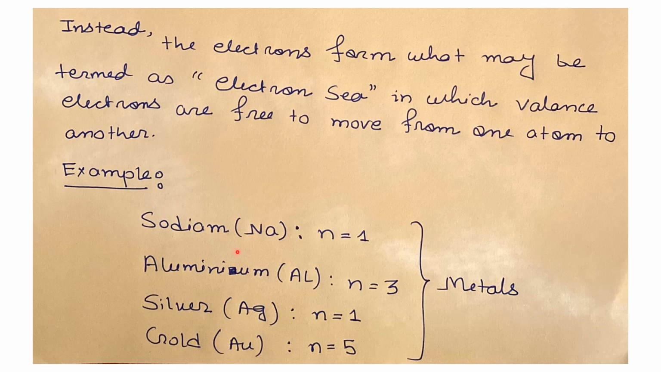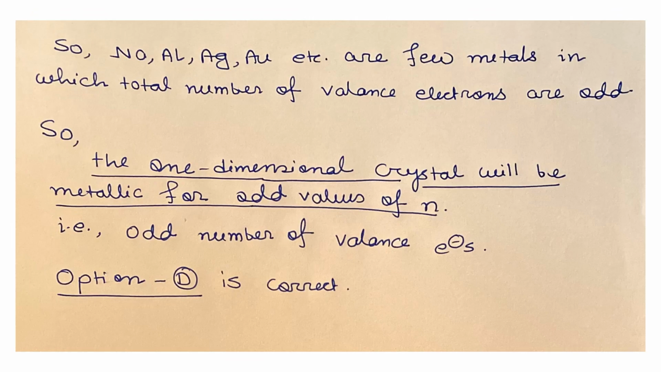Sodium, which has valence electrons n equals to 1, aluminium, which has valence electrons n equals to 3, silver, which has valence electrons n equals to 1, gold has valence electrons n equals to 5. So, all these elements are basically metals having odd number of electrons in their valence shells. So, sodium, aluminium, silver, gold, etc. are few metals in which total number of valence electrons are odd.